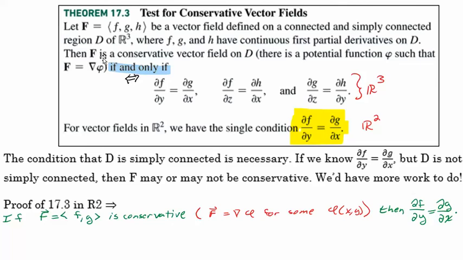We're given some F, and we take this partial and we take this partial. Oh, are they equal? Awesome. Then it's conservative. So we're doing this direction, okay? So we're just going to prove one direction. We're going to prove that if F equals FG is conservative, then these partials are equal. We're not proving the converse here. That proof is in your book, and it's a little more extensive if it's something that you want to look at.